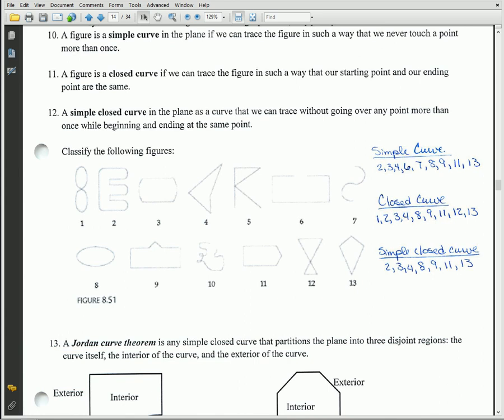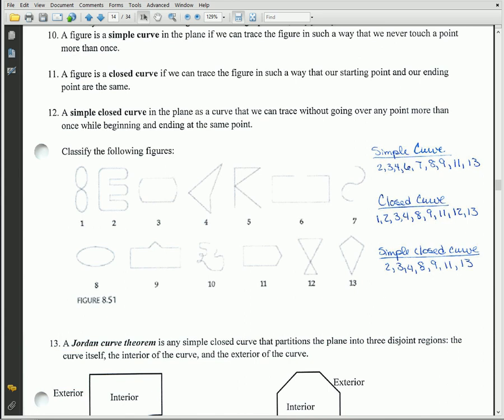A simple closed curve puts those two things together. In other words, I start and stop at the same point and I never touch a point more than once. Simple closed curves are what's important. These are what we're going to look at. These are what most quadrilaterals are. Most of the things that we use as two-dimensional figures are simple closed curves. So examples of simple closed curves are 2, 3, 4, 8, 9, 11, and 13.